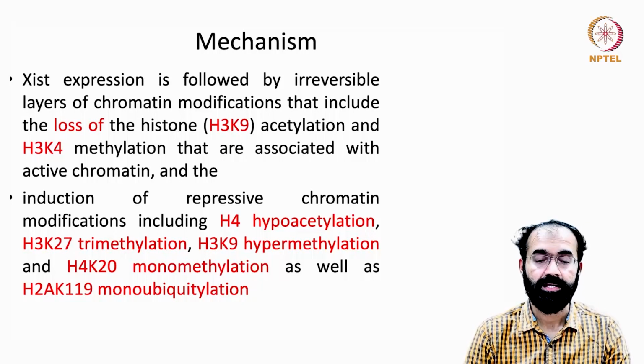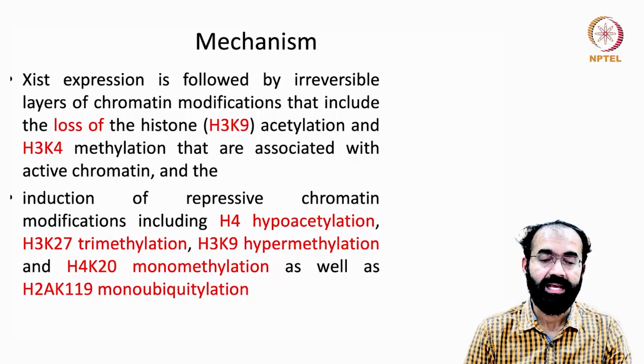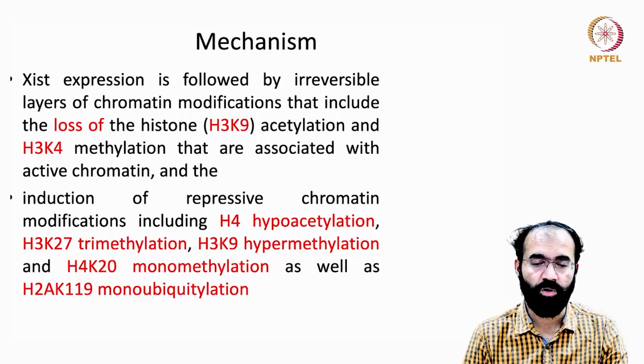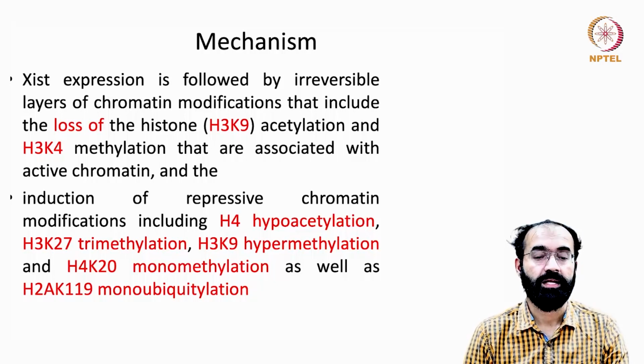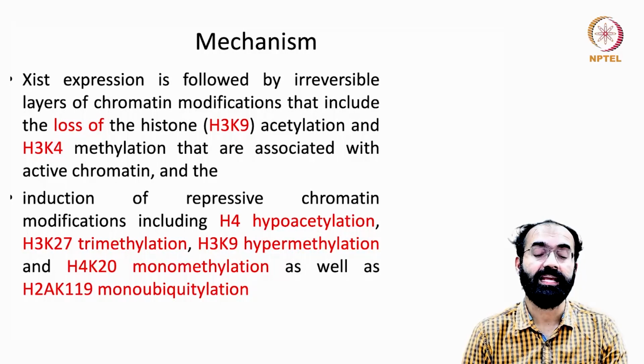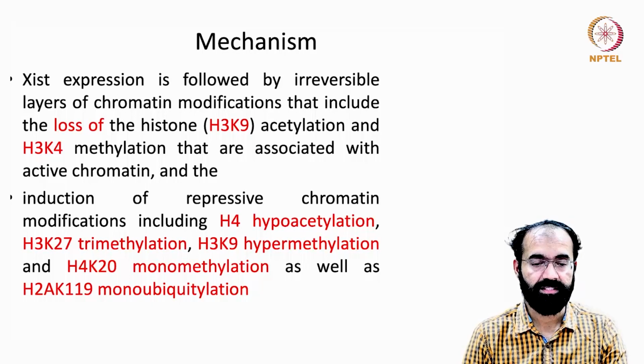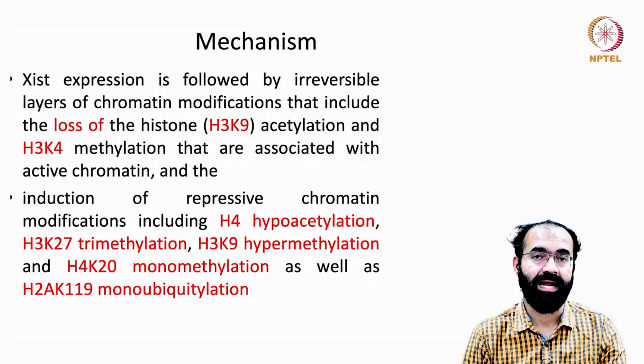So what we see is that Xist expression is often followed by irreversible layers of chromatin modification that include the loss of H3K9 acetylation and H3K4 methylation that are often associated with active chromatin, and hence they are inhibited.